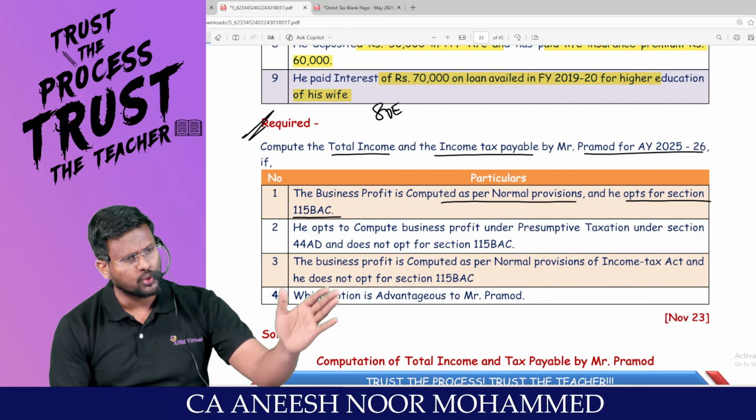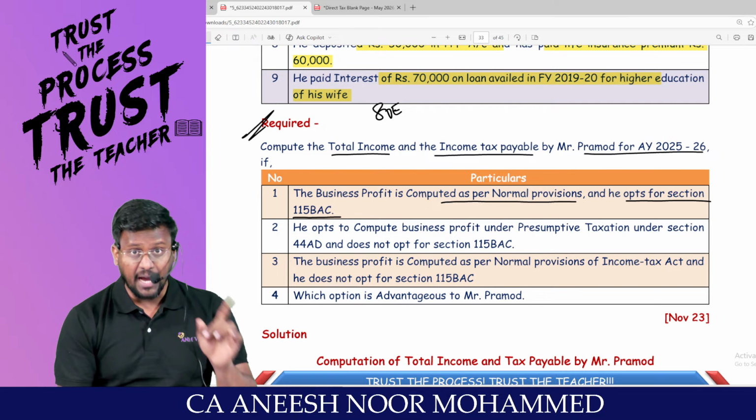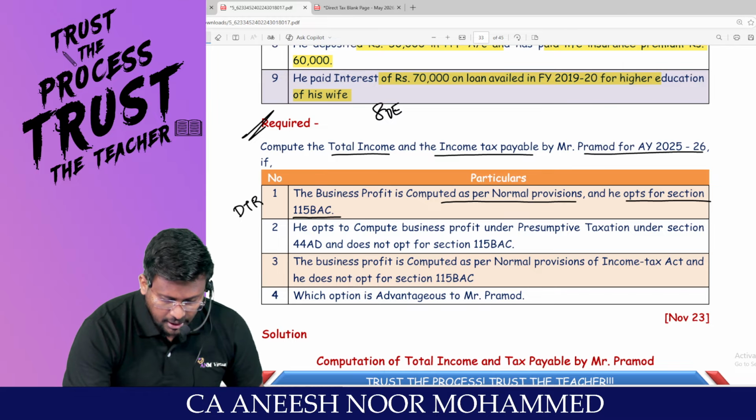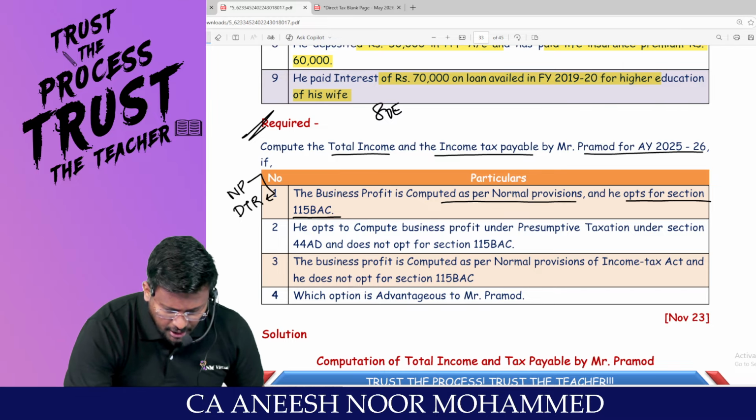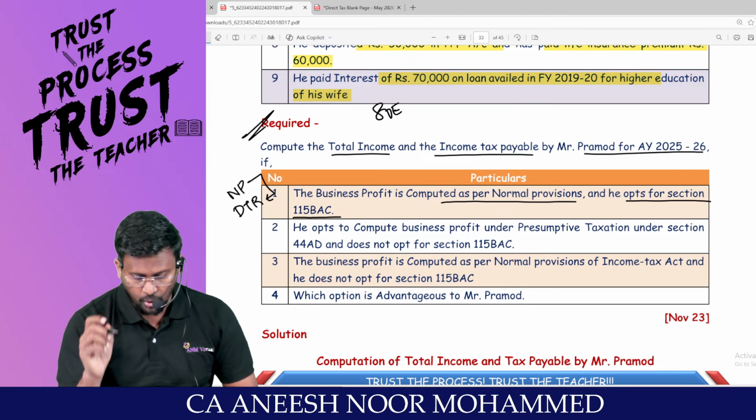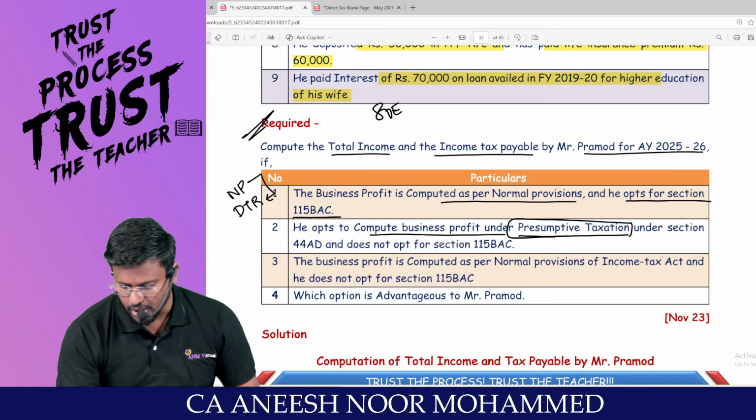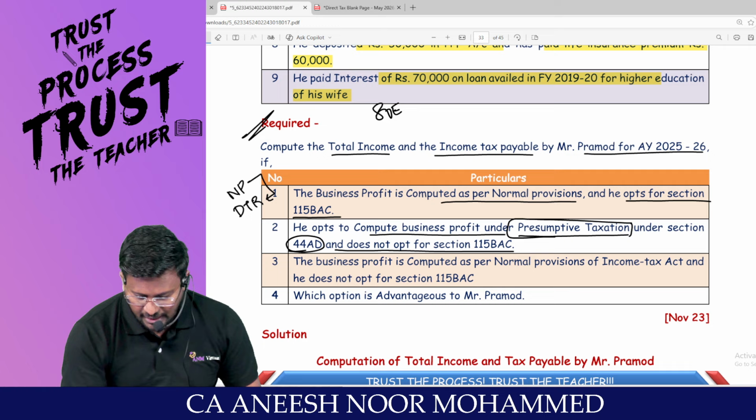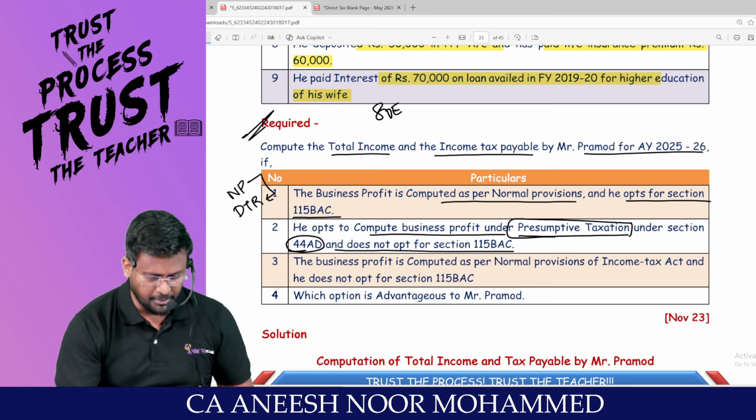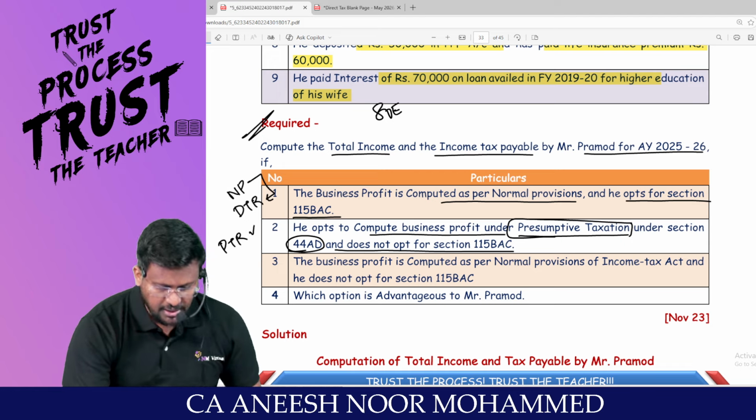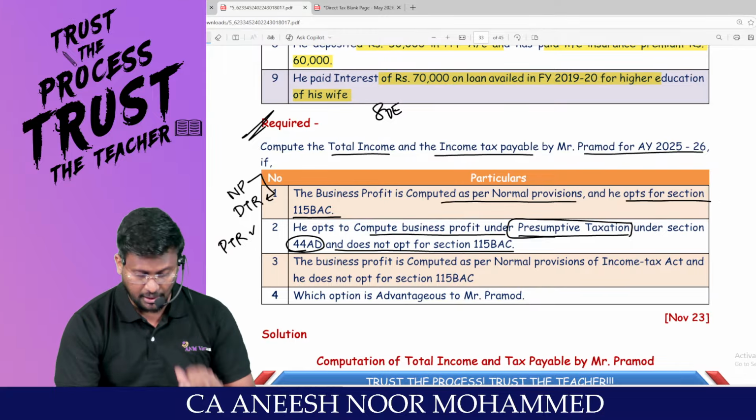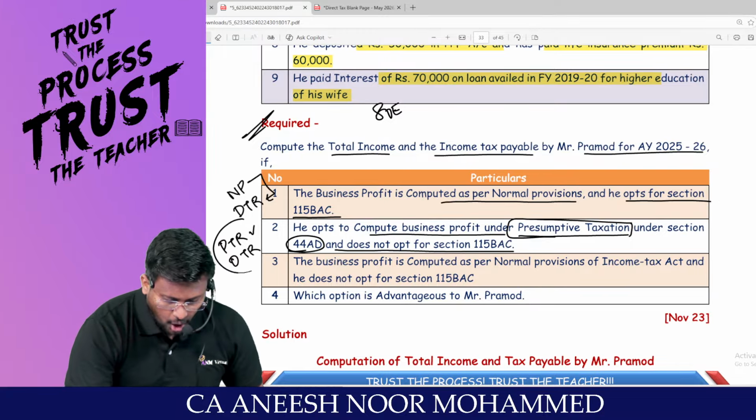He's going to travel through the normal provision, that too under which tax regime? Default. So normal provision, default tax regime. Option 2: he opts to compute business profit under the presumptive taxation under 44AD and does not opt for 115BAC. That means he's going to travel through the presumptive taxation route under 44AD and through the optional tax regime.